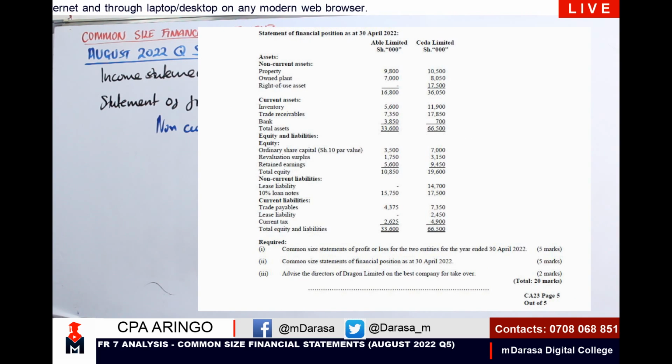We are required to prepare the common size statements of profit or loss for the two entities for the year ended 30th April 2022, and the common size statement of financial position as at 30th April 2022. And we should advise the directors of Dragon Limited on the best company for takeover.